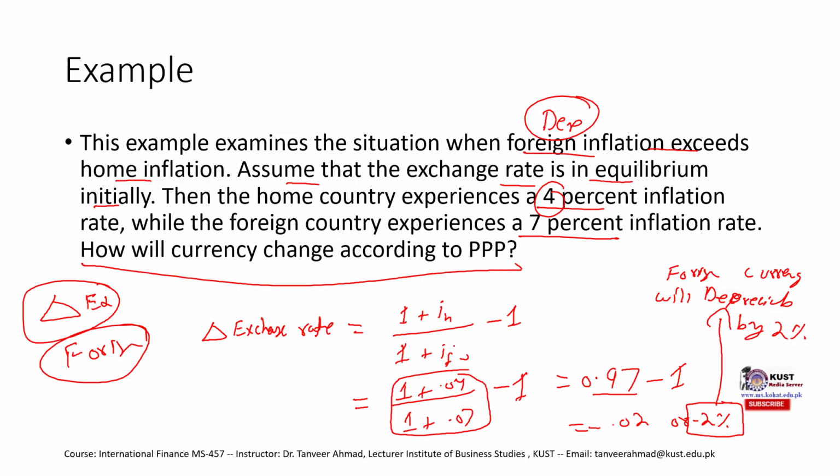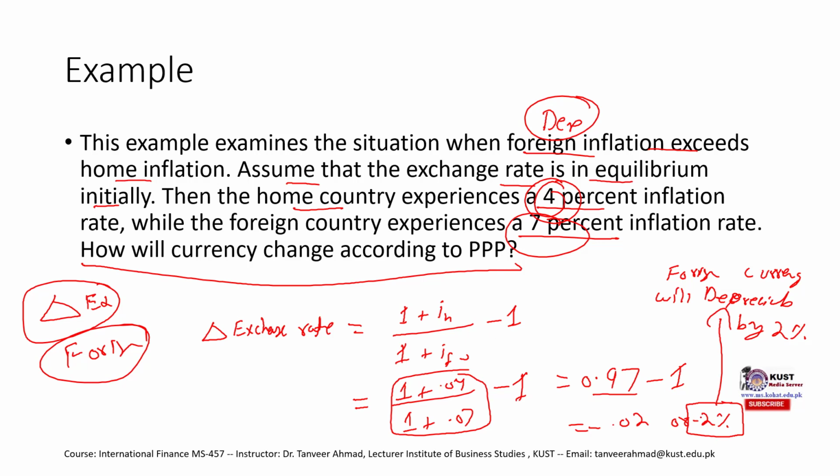So in this case, it says that the home country experiences 4% inflation, so 1 plus 0.04, and the foreign country experiences 7% inflation, so it is 1.07 minus 1. This is the formula. If we simplify this part, we get 0.97 minus 1, which is minus 0.02 or minus 2%. This minus 2% means that the foreign currency would depreciate by 2%.